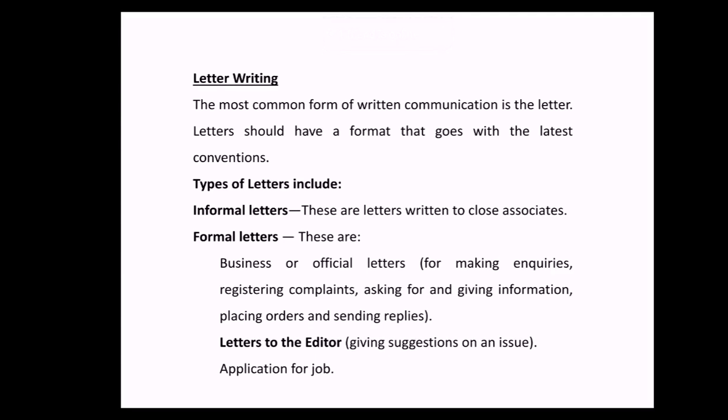Today I am here with a new topic, letter writing. The most common form of written communication is the letter. Letters should have a format that goes with the latest conventions. Now, types of letters: we have informal letters and formal letters. Informal letters are letters that we write to our close associates, friends and relatives.